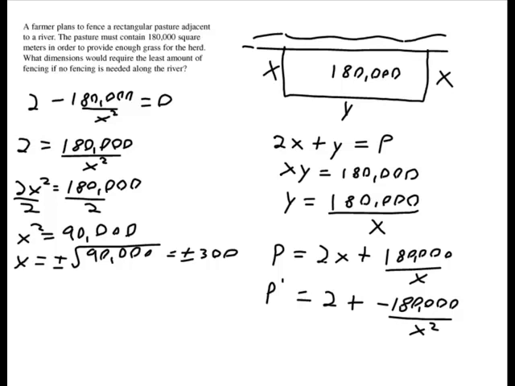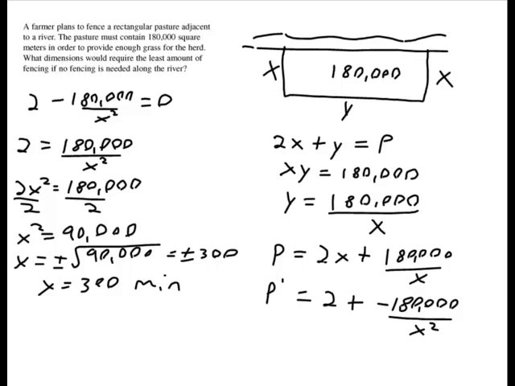So then we have to see, is it a maximum or a minimum? And we can use a first derivative test, see if it's increasing or decreasing, and tell if it's a maximum or a minimum. But in this case, it's pretty obvious that negative 300 can't be an answer because we're talking about distances. So positive 300 is our only extrema to work with, and that will be our minimum. So at x equals 300, we have a minimum.